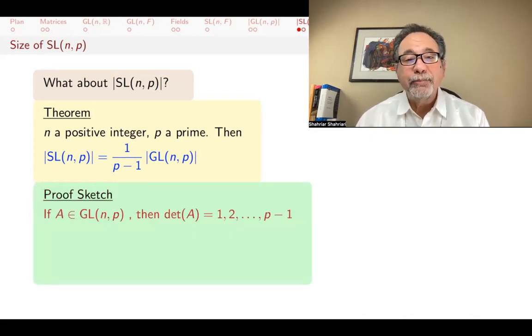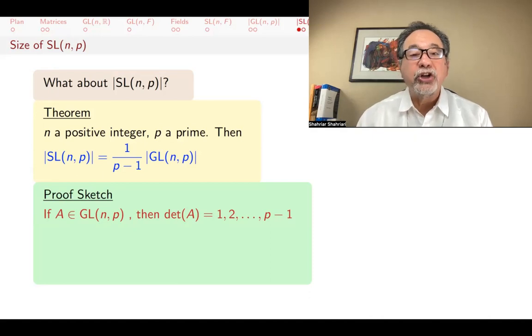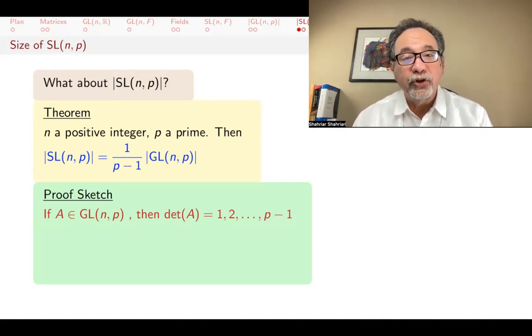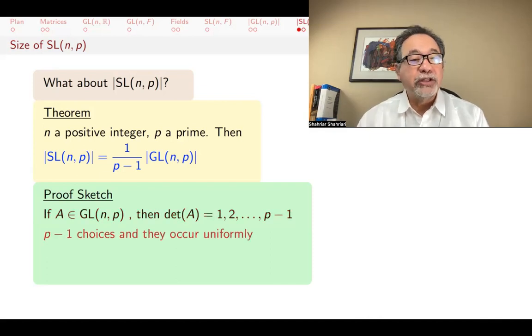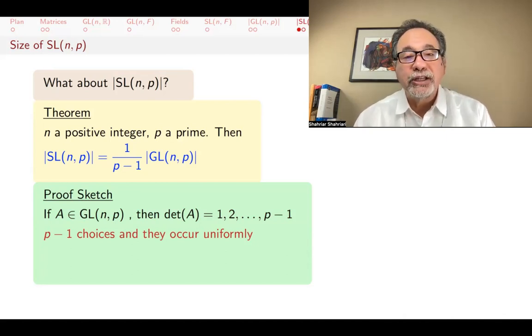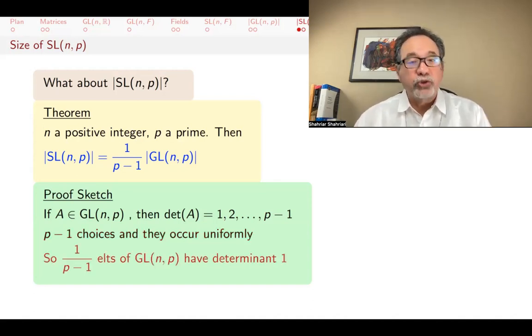If A is an invertible n by n matrix with entries from Z mod pZ, where p is a prime, then its determinant can be 1, 2, 3, all the way to p minus 1. It can't be 0 because determinant 0 corresponds exactly to those matrices that are not invertible. In GL_n(F_p), we're looking only at invertible matrices whose determinant is not 0. What this means is that there are p minus 1 choices for the determinant. And what is true is that they occur uniformly, that there are as many matrices whose determinant is 2 as there are matrices whose determinant is 5. Because of that, they are distributed evenly, because there are p minus 1 choices: 1 over p minus 1 of the elements of GL_n(F_p) have determinant 1.